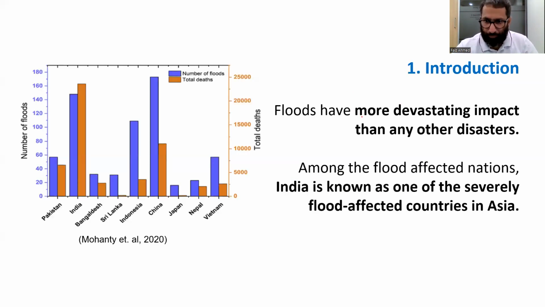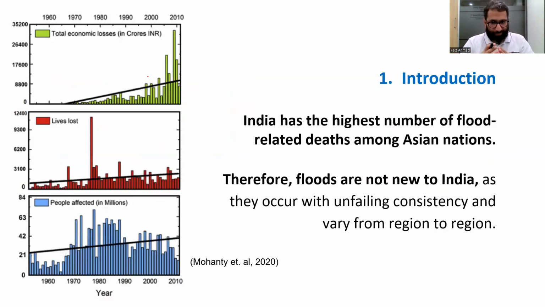If you see, flood has a more devastating impact than any other disaster across the world. And among the flood-affected nations, India is known to be one of the severely affected countries in Asia. If you see this graph, this is self-evident. We have Asian countries, and you can see the number of flood events that have occurred over the past 2-3 decades. The frequency is much higher, and that's why this subject becomes very pertinent. Also, the impact on the economy and the number of casualties is much higher when we compare with other Asian countries. So this makes the subject a very pertinent one to address.